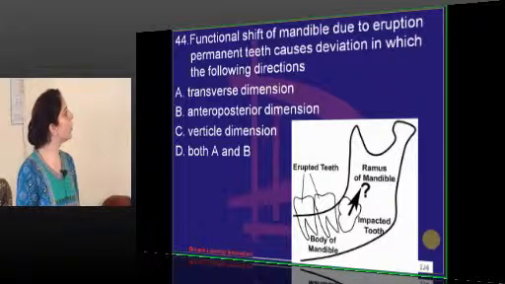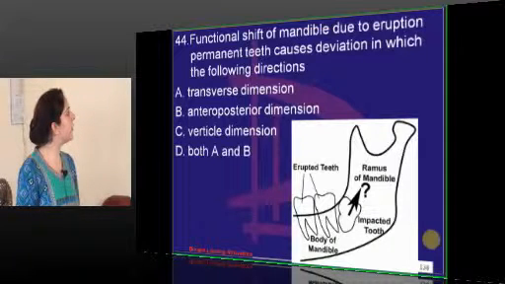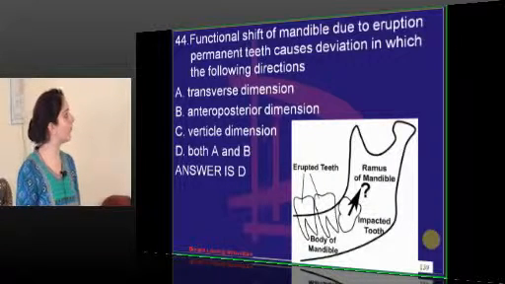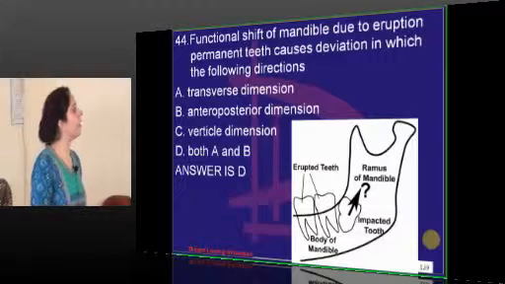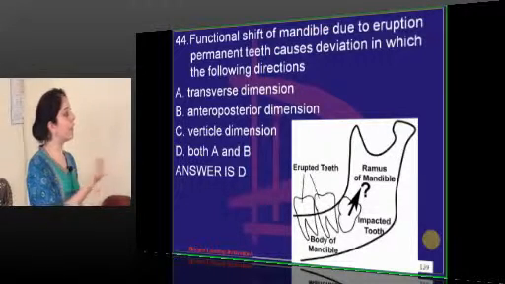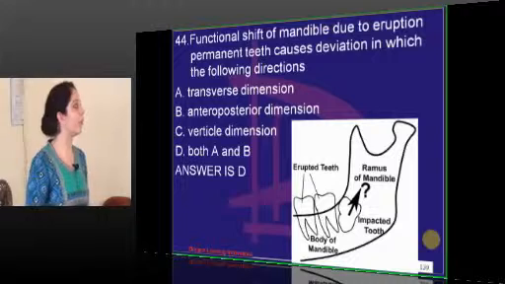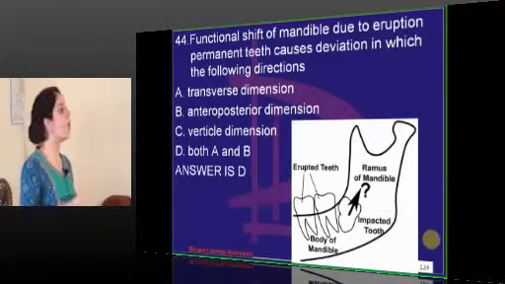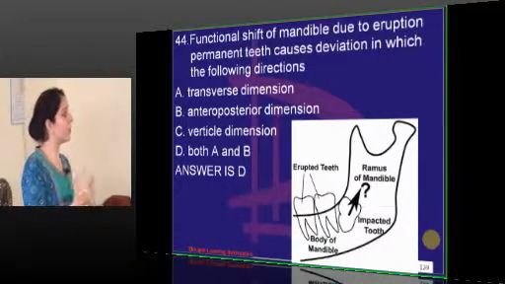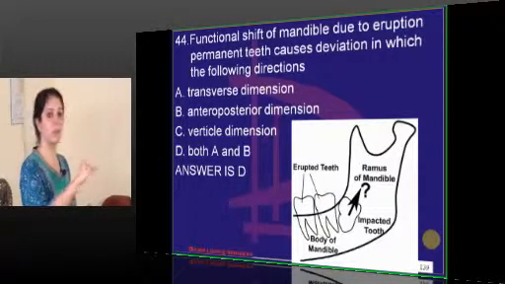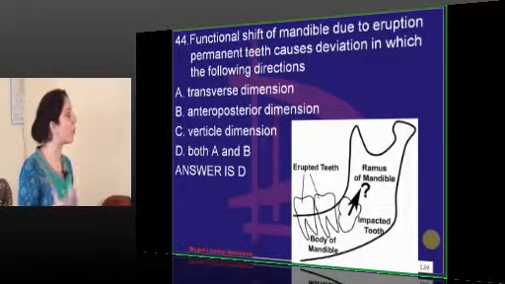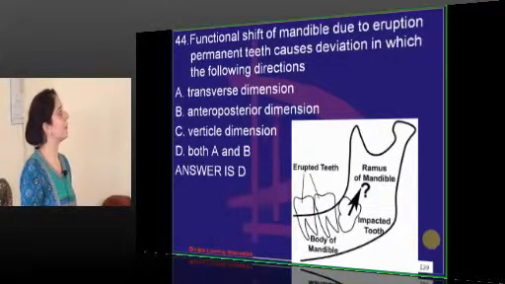Functional shift of mandible due to eruption of the permanent teeth causes deviation in which of the following directions? That is transverse dimension and anterior-posterior dimension. Because especially when there is an impacted tooth and that does not erupt properly, there is some amount of mesial movement or mesial tilting of the 6s and the 7s. Therefore, the shift of the mandible, that is in the transverse direction, occurs. Anterior posteriorly also, because this again leads to some amount of crowding of the anterior teeth, that happens.